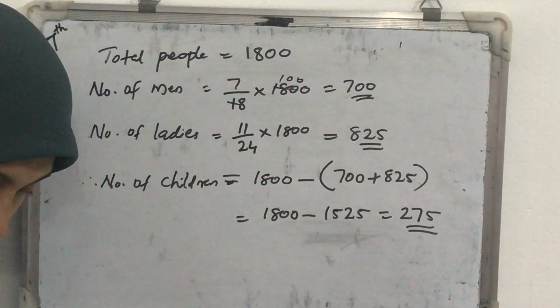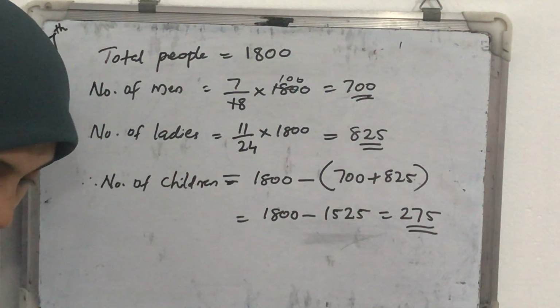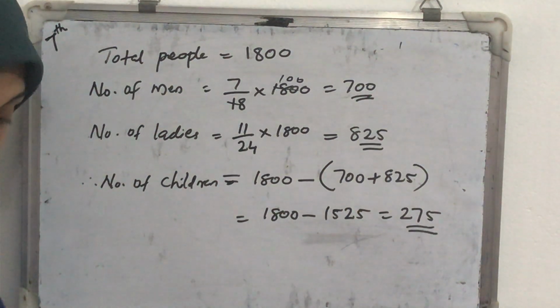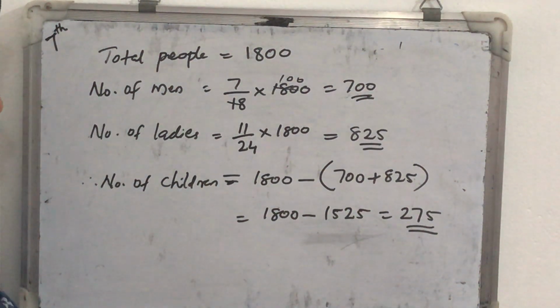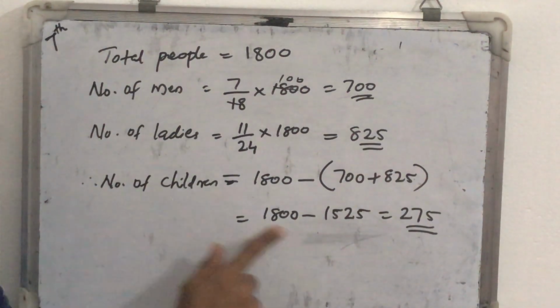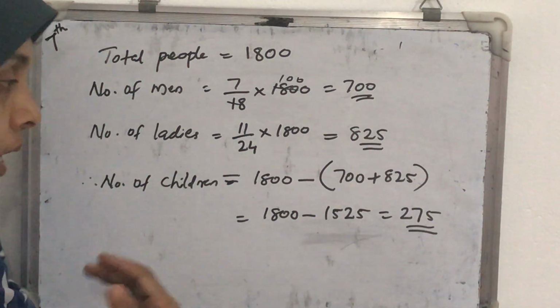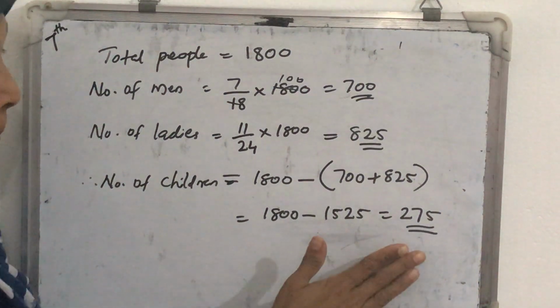The question is, what fraction of them were children and how many? What fraction of them were children? So what is the fraction of the children? That also you want to find. Here we have only found the number of children present.